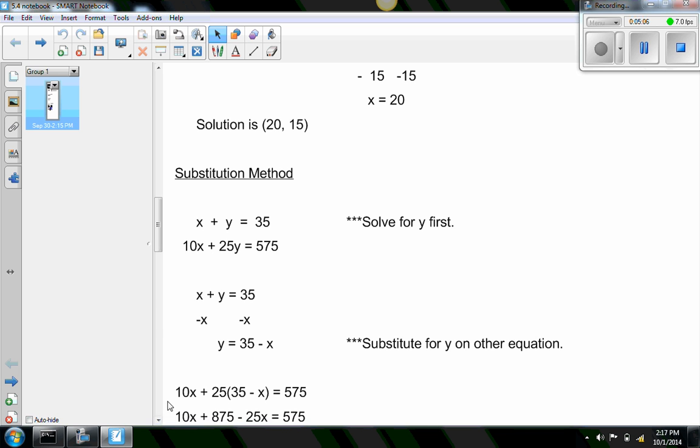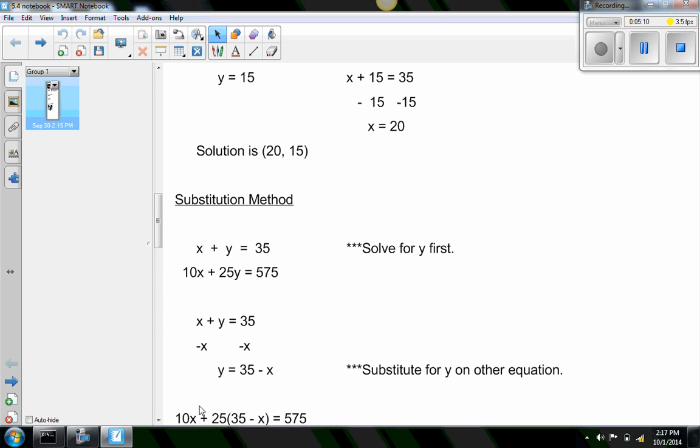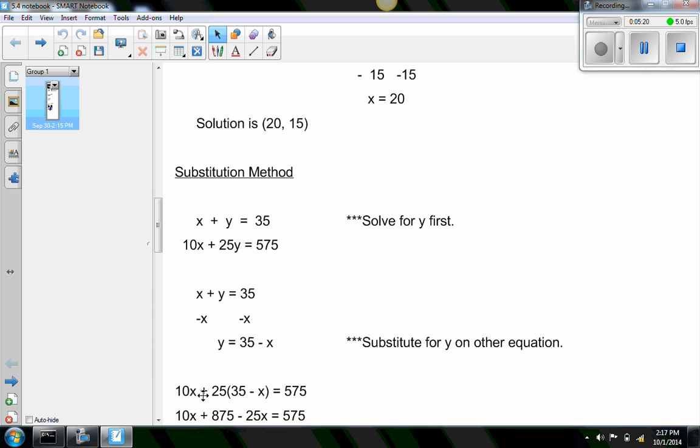So here I've done that. So 10x plus 25 times (35 minus x), because that's what I said y equals, is 575. Then I go ahead and do the distributive property. So 25 times 35 is 875. 25 times x is 25x, and it said minus, so it's minus.